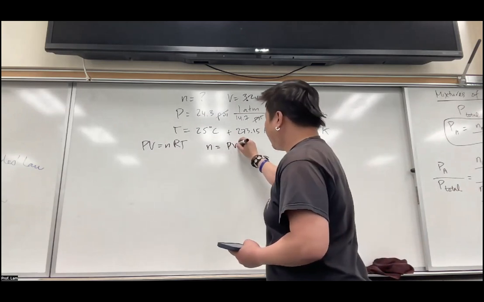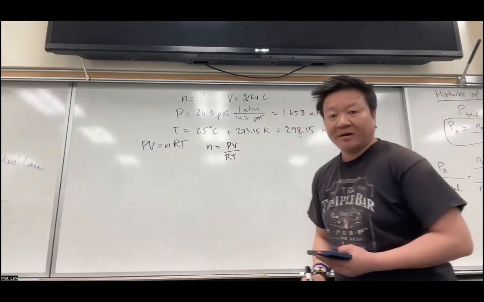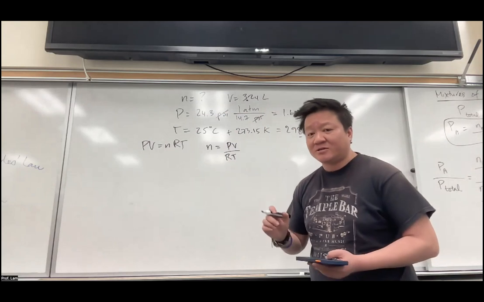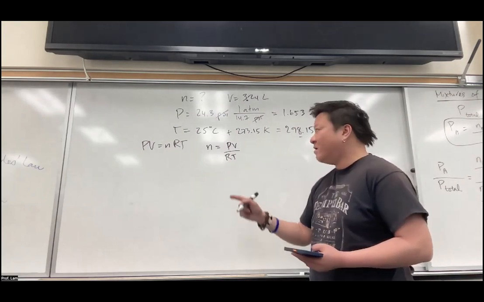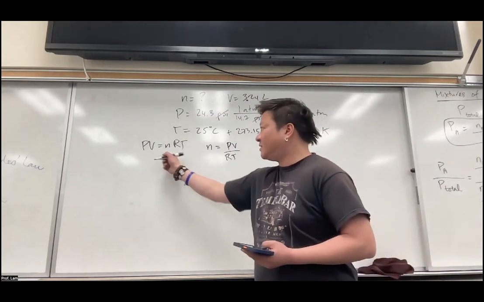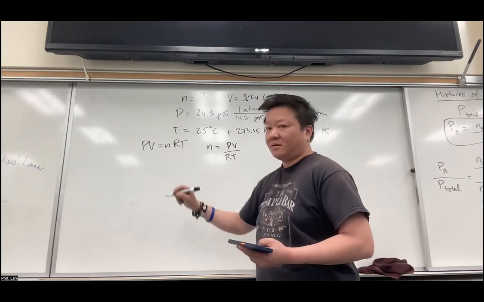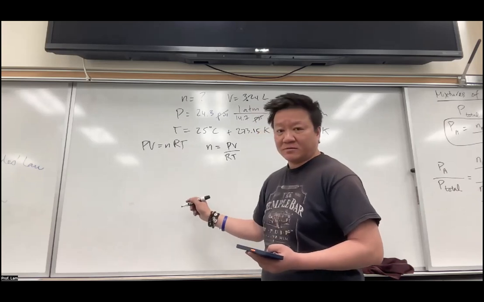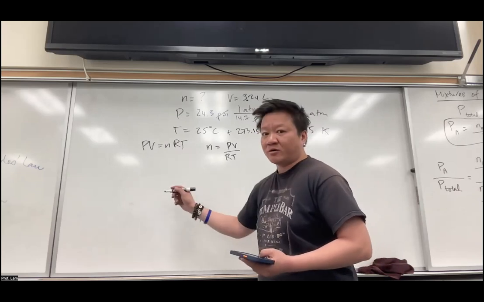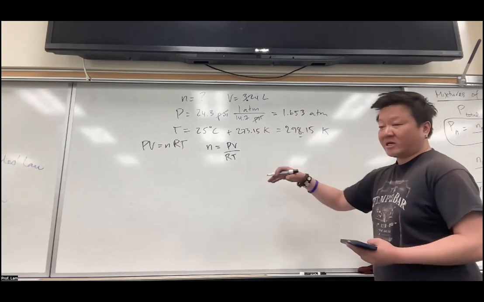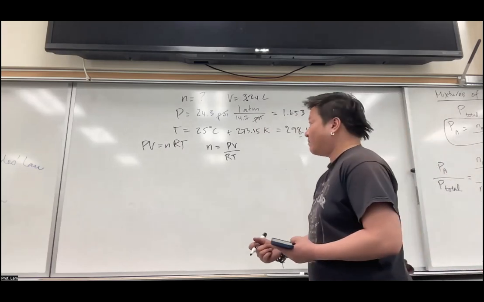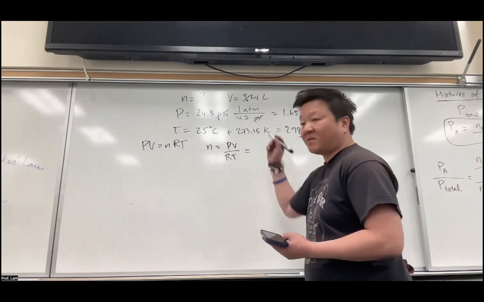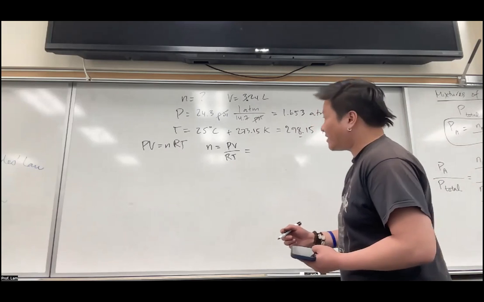So n equals PV over RT. Now, if you're a little slow about this or unsure, it's because you need to review your algebra. Go review your algebra, or just practice with these equations: solving for P, isolating P by itself, what is V equal to, or even R, what's R equal to? Just practice until you can do it very smoothly, because that's actually the hardest part. After that, you just plug and chug once you get that equation.